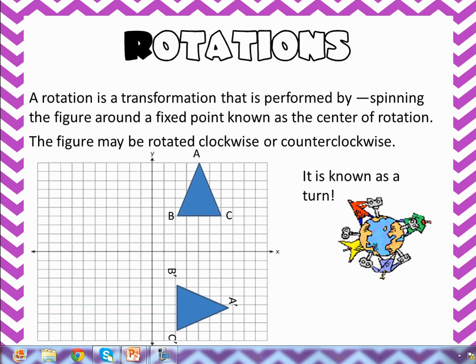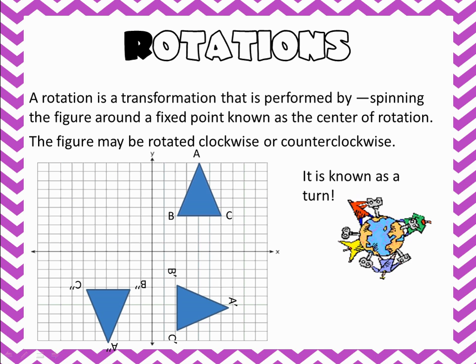Now, if I wanted to do a 180-degree rotation, my figure would end up in quadrant 3. This is 180 degrees. I am going from this all the way to quadrant 3. So triangle ABC rotated clockwise 180 degrees will place me in the third quadrant. So this is 180 degrees clockwise.